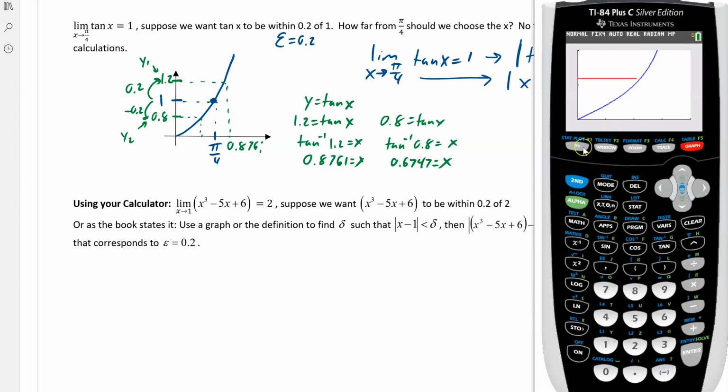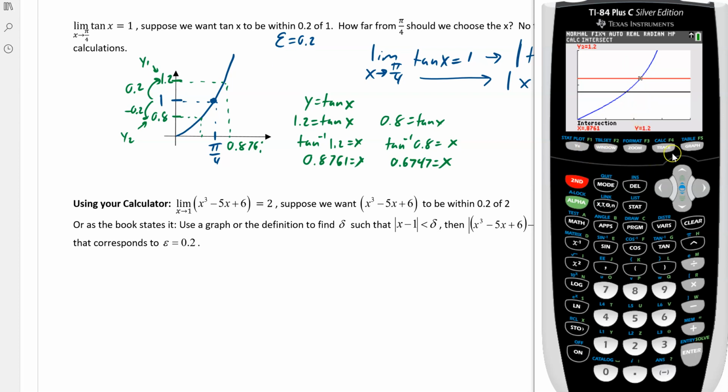So there's the 1.2. There's the 0.8. And so that's where it's intersecting. So if we go second, calc, intersect, and select that one with the red one, and then whatever for your guess, you'll see it says 0.8761. That's the one we wanted. So we write that down. So you can see that that translated down would be right here.